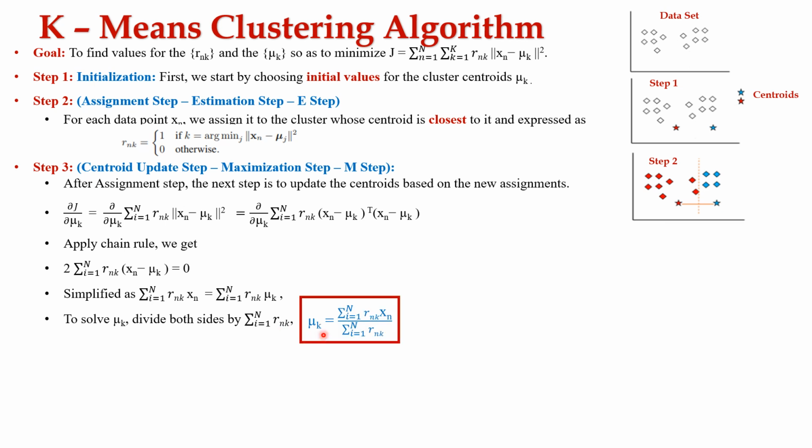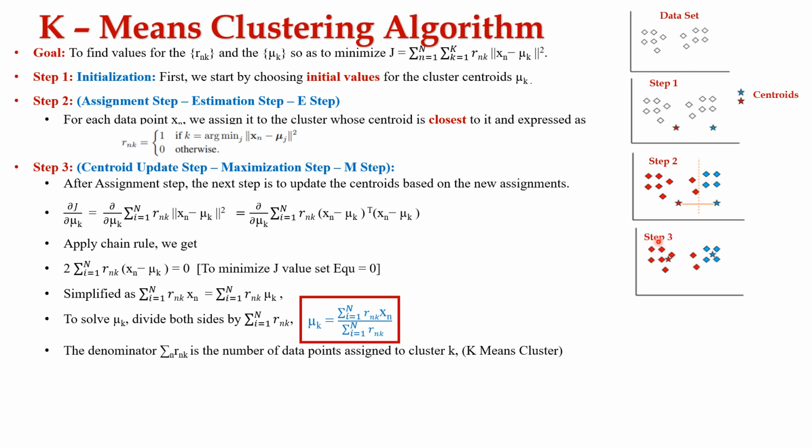Mu k is equal to summation of i equals 1 to n r nk xn divided by summation of i equals 1 to n r nk. The denominator, summation of r nk, is the number of data points assigned to the cluster k. And so the name of the algorithm is k-means clustering algorithm.